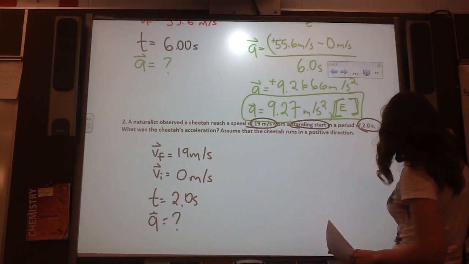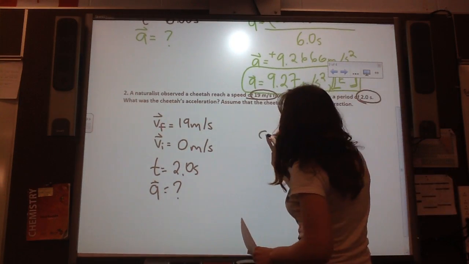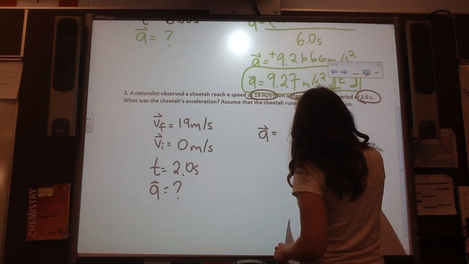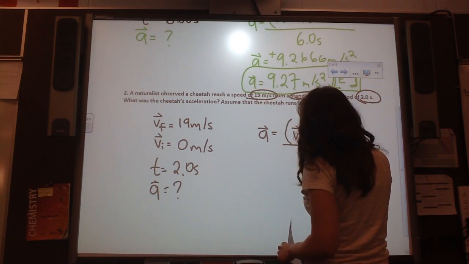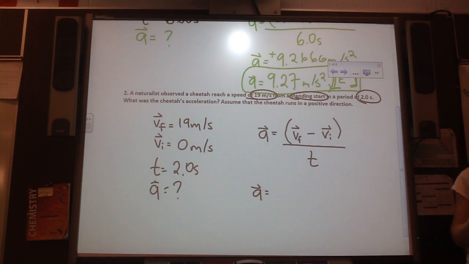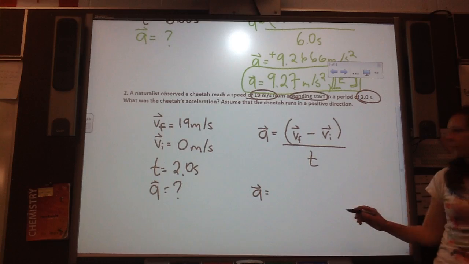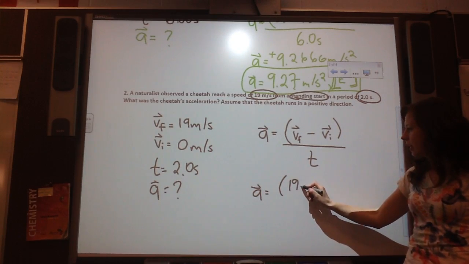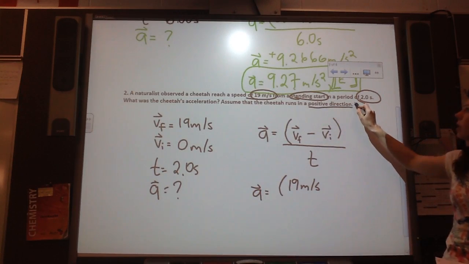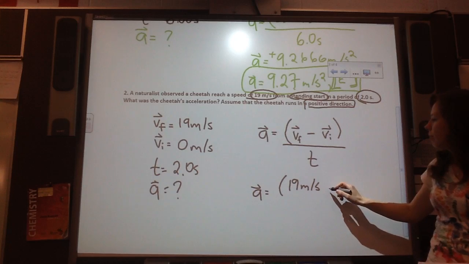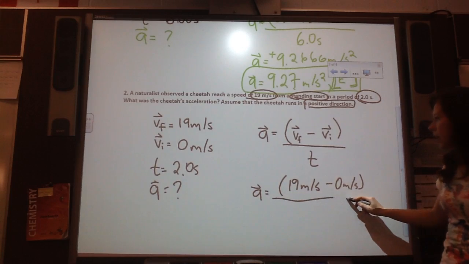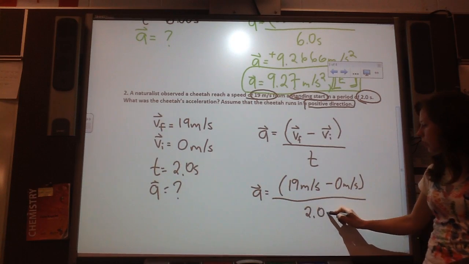So very same procedure as we just did. A is equal to VF minus VI divided by T. So we just plug in what we know. And we're not told direction. Oh yeah, it says assume the cheetah runs in a positive direction. 19 meters per second minus 0 meters per second, all divided by 2.0 seconds.